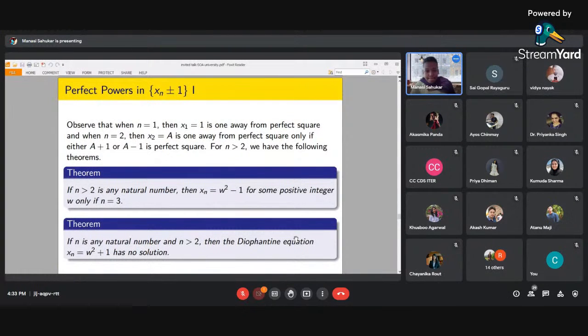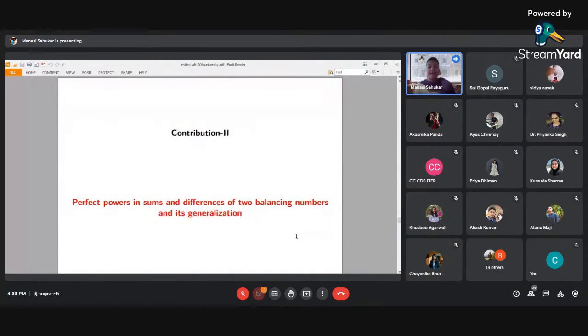Same for the balancing-like sequence: the only possible value of the form w square minus 1 is for n equal to 3. And in the case of w square plus 1, we don't have any solution. So we have proved this one. We have taken only one more generalization from there.